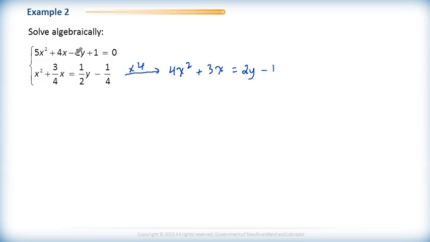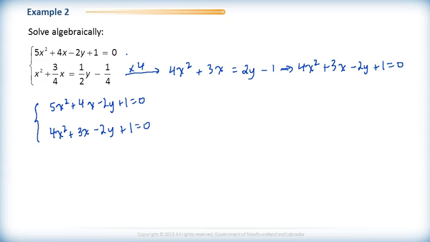If I'm going to use substitution, I'm going to have to divide everything here by 2 to get y by itself. I'd have to do the same thing up here, so I'll wind up with the fractions again. Elimination is probably the better way to go. I'll want to align like terms, however, so I think I'll rearrange this equation to be in the same form as the other one. So we've got 4x squared plus 3x minus 2y plus 1 equals 0.